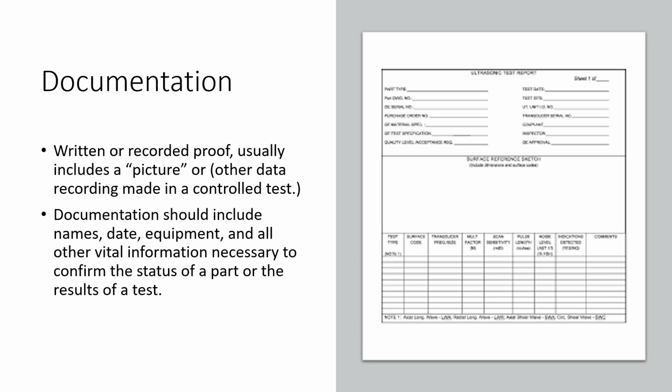It should include the names, the date, the equipment used, and any other vital information that we have. It should include the name of the person who did the inspection or testing and their qualifications, so that we can confirm that the results of the test happened as we say they happened. This all needs to be included in the documentation package. Names, dates, equipment: once again, we need to act like grown-ups.